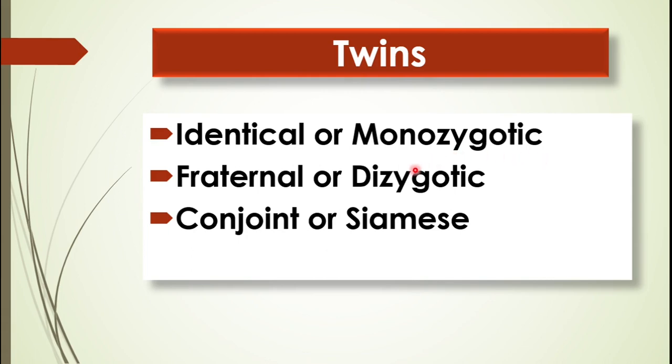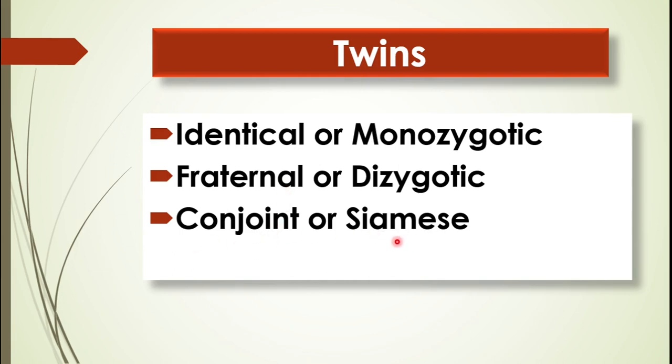Meaning, if both the ova are fertilized by two sperms carrying Y chromosomes, both of them may become boys. If they are fertilized by two sperms carrying the X chromosomes, both of them may become girls. Or if one ovum is fertilized by an X-carrying sperm and the other by a Y-carrying sperm, then it may be a girl and a boy. So since it is developing from two ova and two sperms, genetically there may not be any similarities in the developing babies, and sexually also they may be either same or different. So we call that dizygotic. Two zygotes are developing, or in layman's terms they are called fraternal twins.